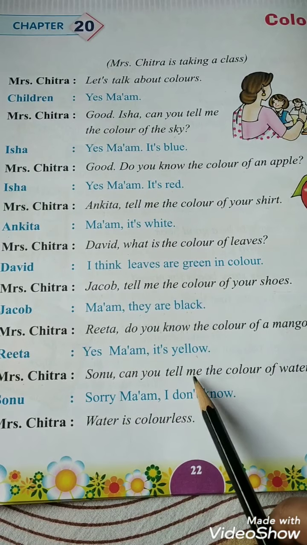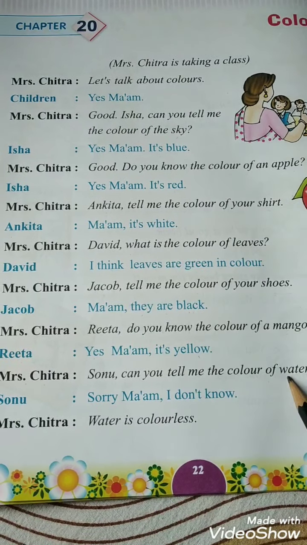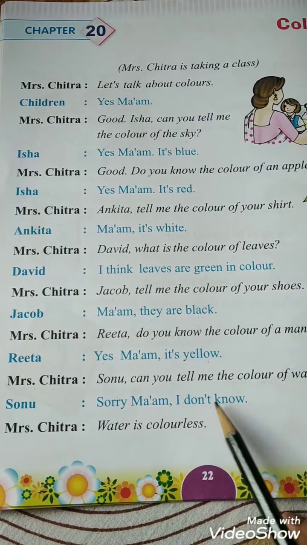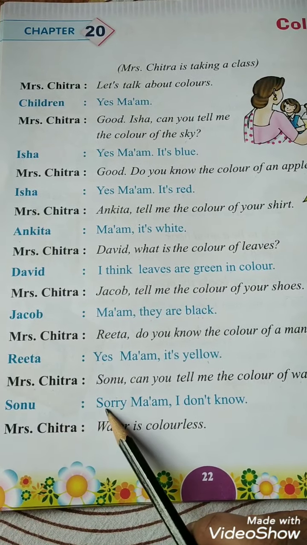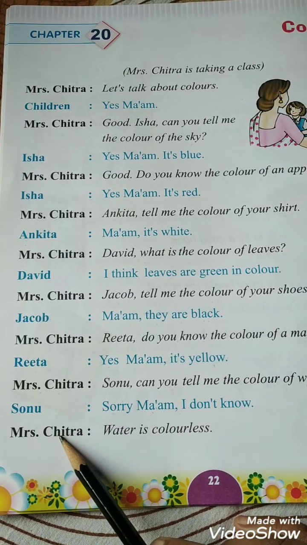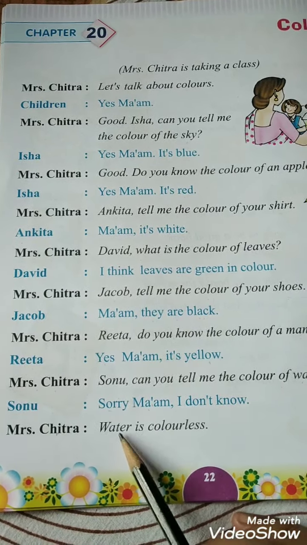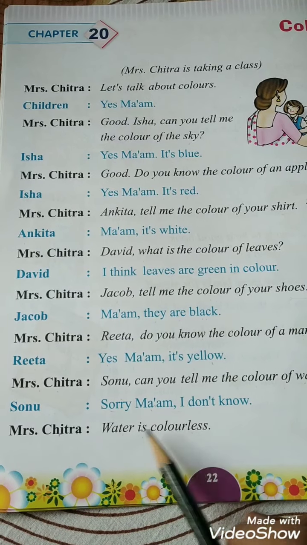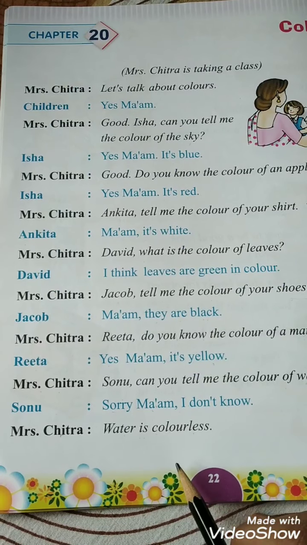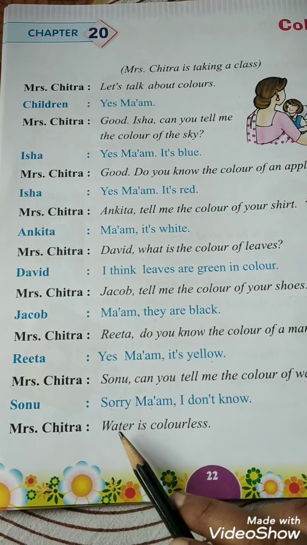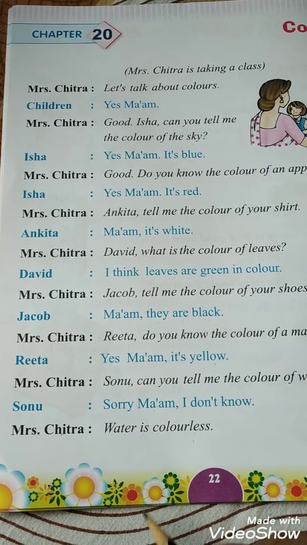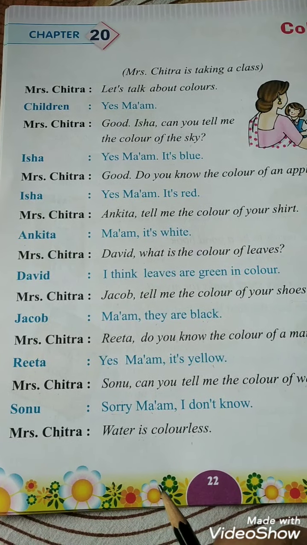Sonu: Sorry ma'am, I don't know. Mrs. Chitra: Water is colorless. That means it does not have any color. Water has no color.